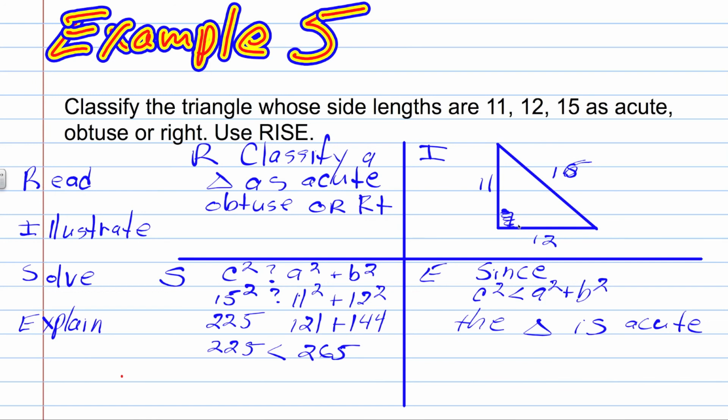So there's determining what kind of triangle you have using the triangle inequality theorems, the converse of the Pythagorean theorem, and the RISE method.